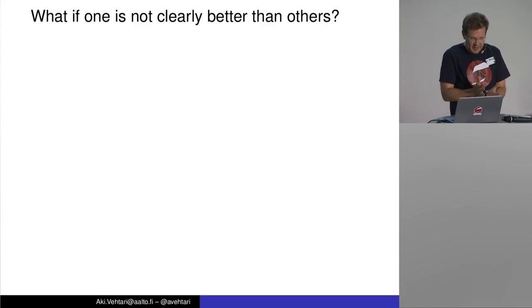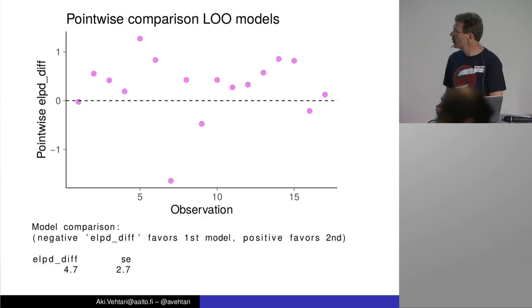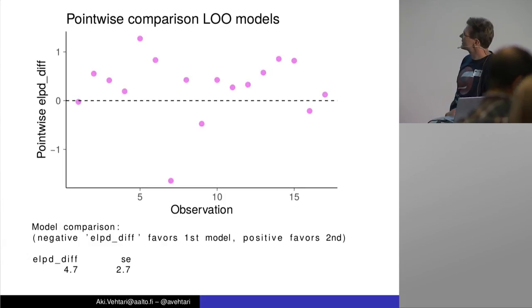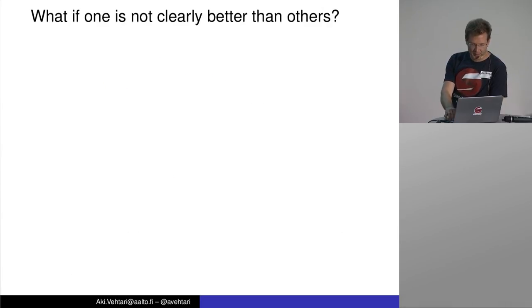When we get the difference and some standard error here also, people often want to know: is this difference significant? We intentionally don't report any probability for that. One problem is that this standard error is difficult to estimate accurately, so it's a bit optimistic even.